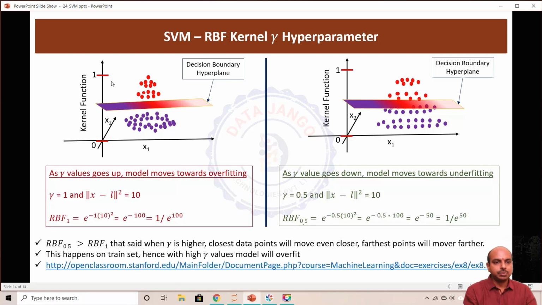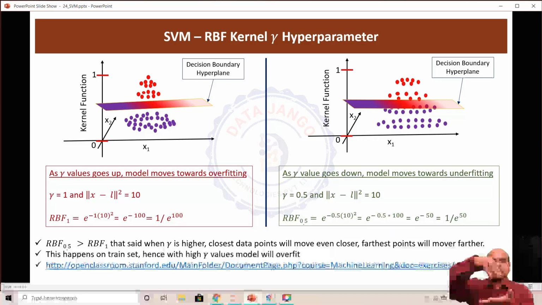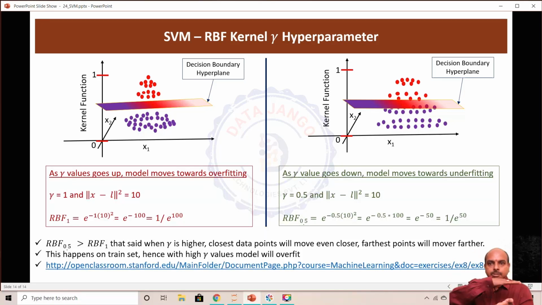So when you apply the RBF kernel or the kernel trick, it actually moves all the records belonging to one class up, and all the records belonging to another class down, so that you will get a clean space where you can draw a decision boundary. So that's how the kernel trick works.